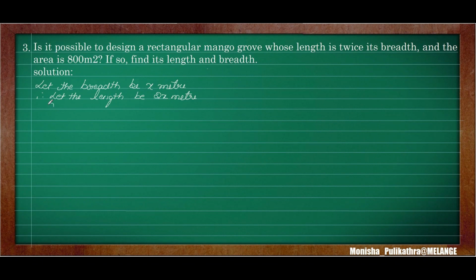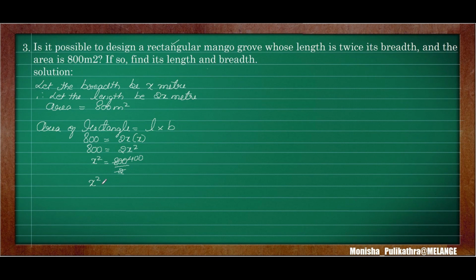Here area is also given. Area is equal to 800 meter square. So it is a rectangular mango grove. Area of rectangle is equal to length into breadth. Area of rectangle: 800 is equal to length 2x and breadth x. Therefore 800 is equal to 2x square. So x square is equal to 800 divided by 2, that is 400.